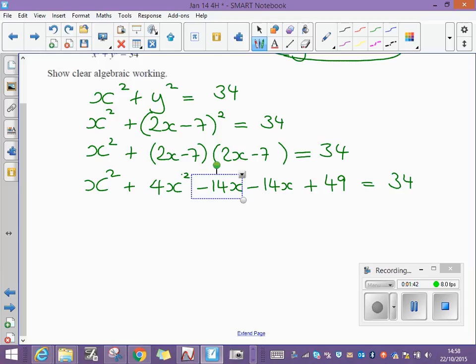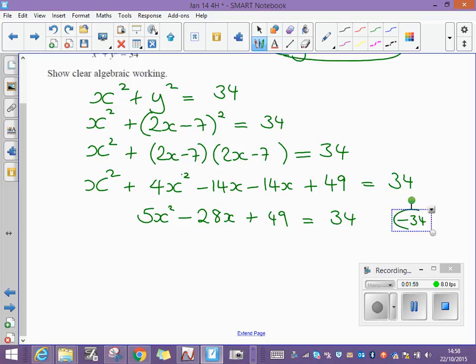So just simplifying the left-hand side, we've got x squared plus 4x squared. Well, that's 5x squared minus 28x plus 49 is equal to 34. And to make it into a quadratic equation, I need to subtract 34 from both sides. That gives me 5x squared minus 28x, and if I do 49 take away 34, that gives me plus 15, and that is equal to 0.